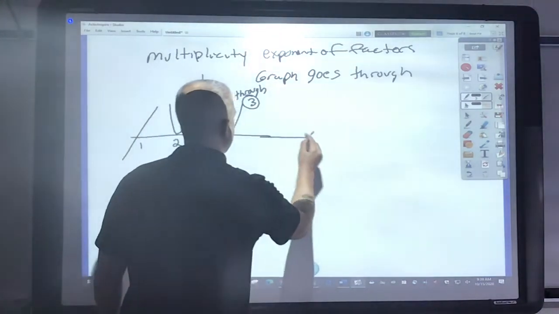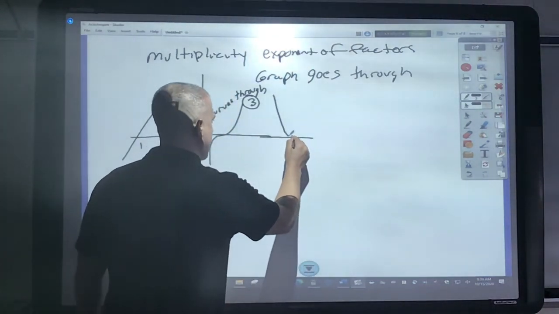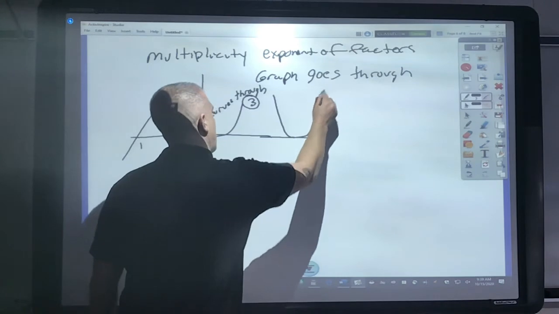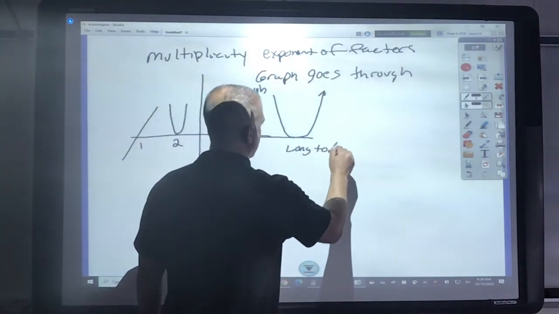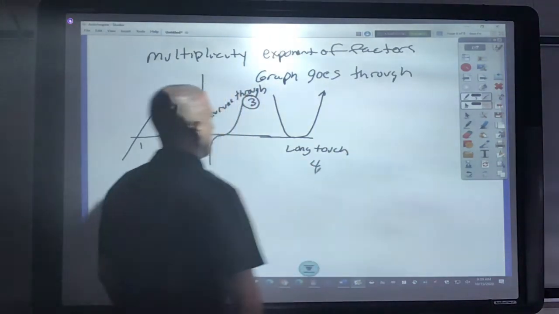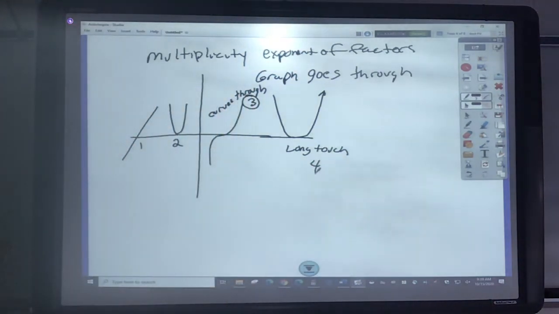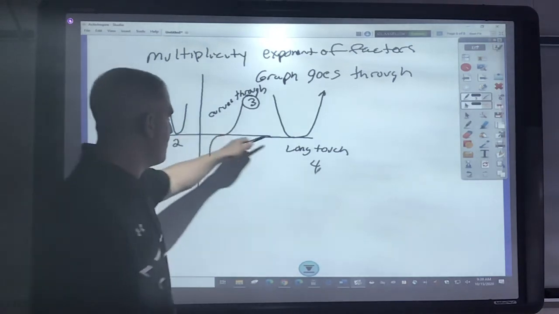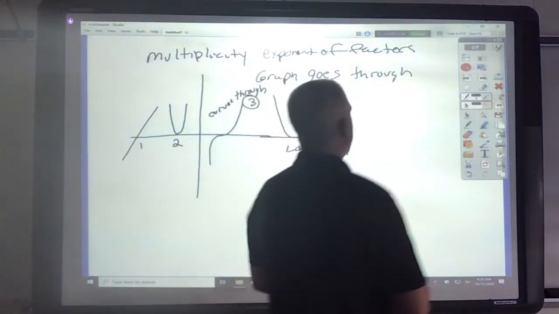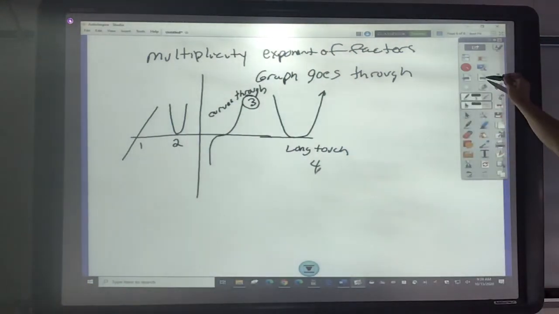Now, if it touches and stays, so it's a long touch, you're going to use 4. So it's a multiplicity of 4. So slice, quick touch, curve through, long touch: 1, 2, 3, 4.